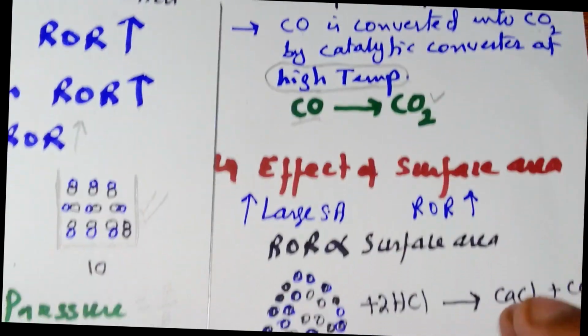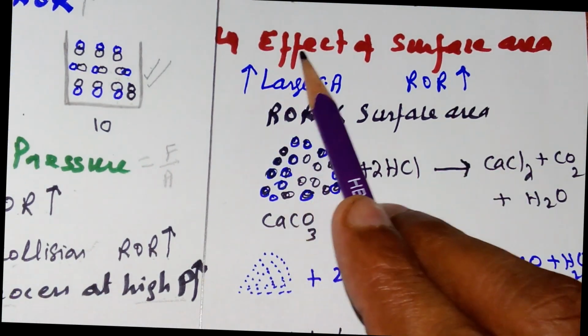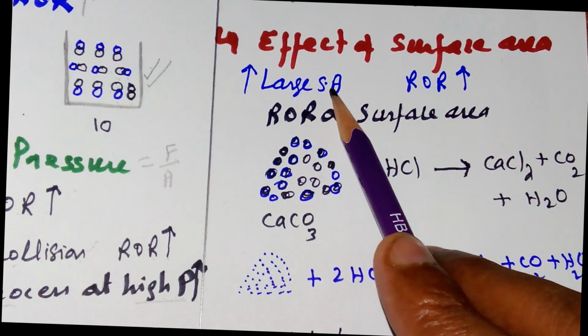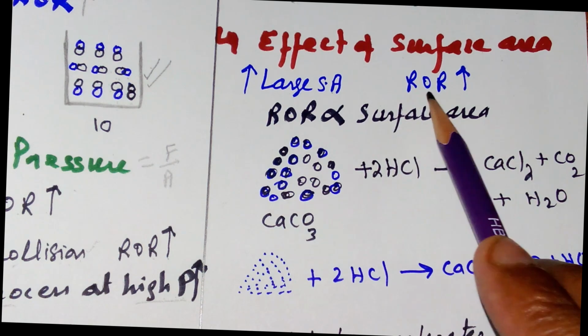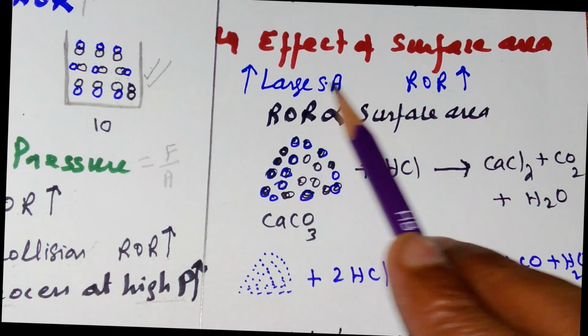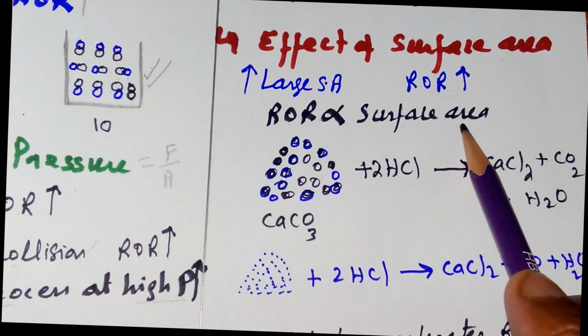The fourth factor is the effect of the surface area. If we have a large surface area, we will have a large rate of reaction. So both are directly related. The rate of the reaction is directly proportional to surface area.